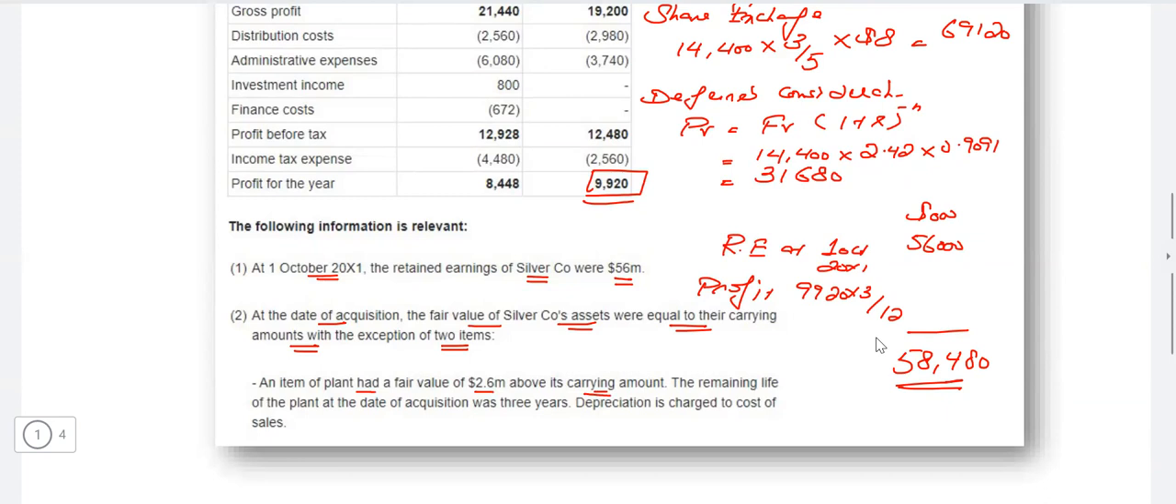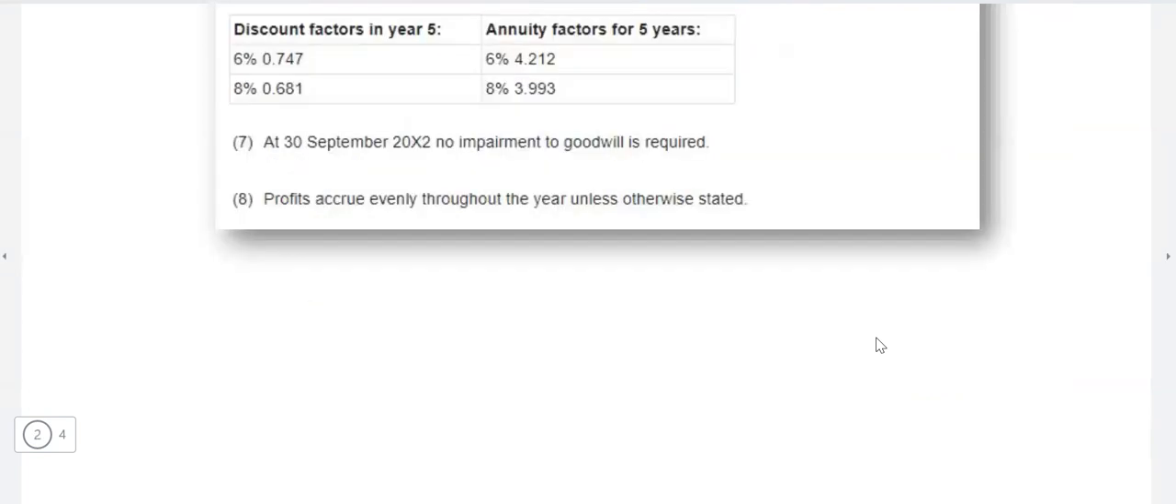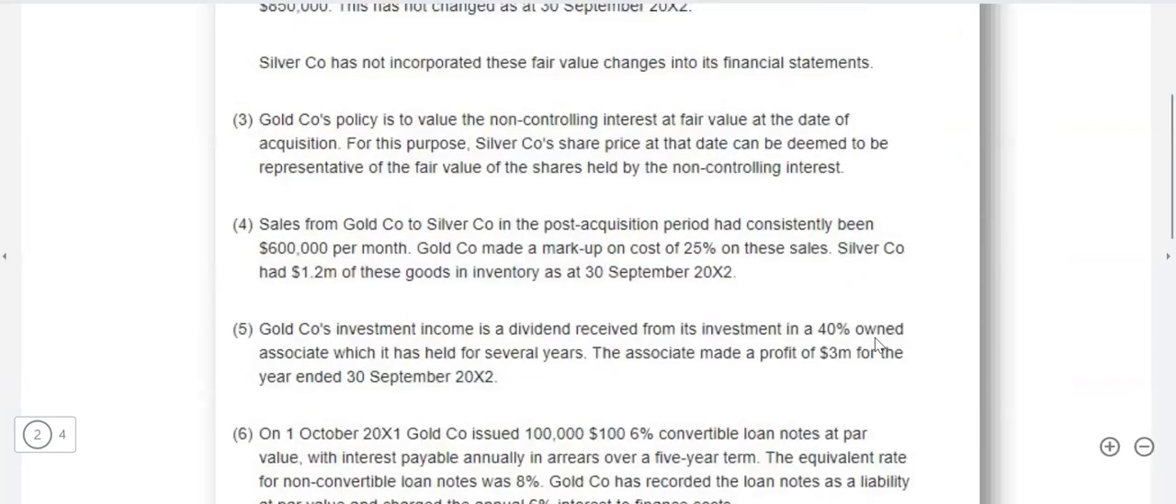The remaining life of the plant at the date of acquisition was 3 years. And this is for the fair value depreciation. So what we're going to do to calculate the fair value depreciation is 2,600 divide by 3 multiply by 9 by 12, because everything related to the statement of profit and loss of the subsidiary should be prorated. So 2,600 is the fair value adjustment, and then obviously divide by 3, which is the useful life, multiply by 9 by 12. So make sure you are doing all these things by yourself as well.